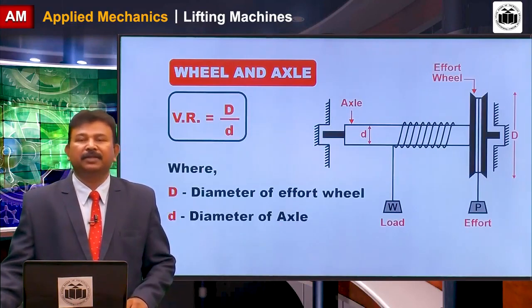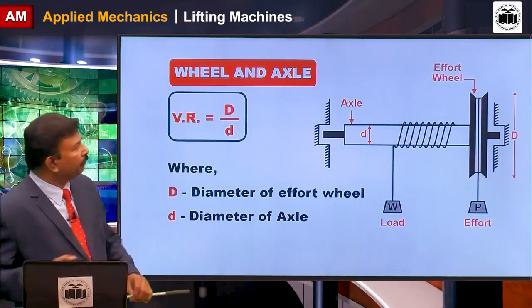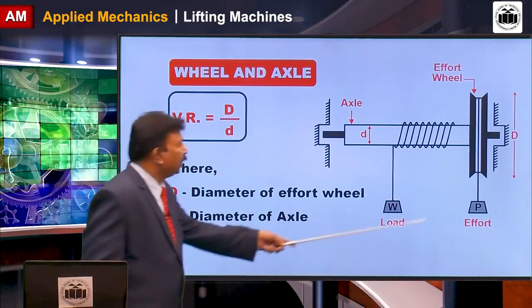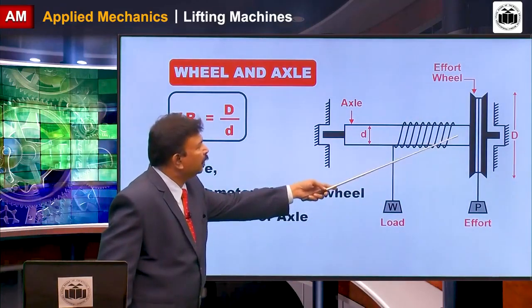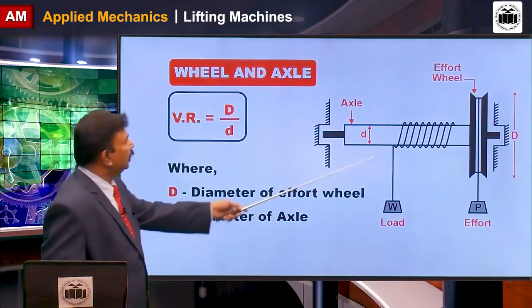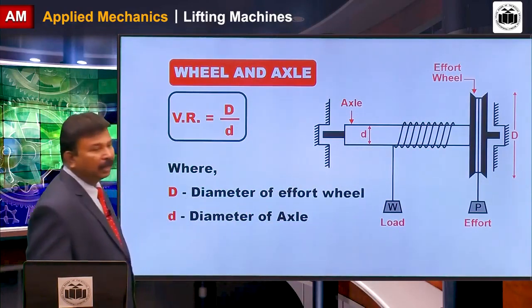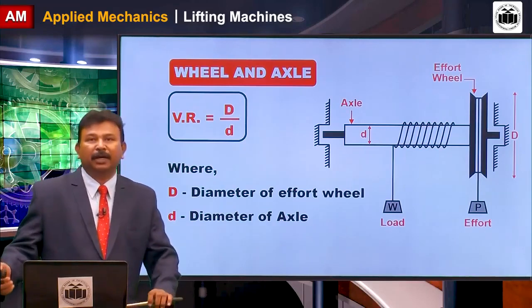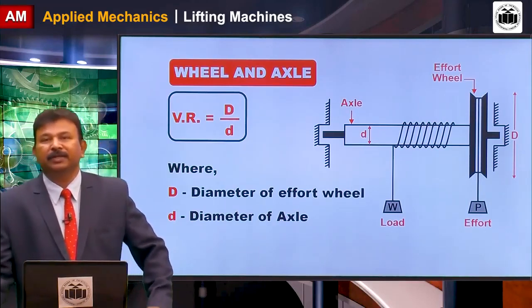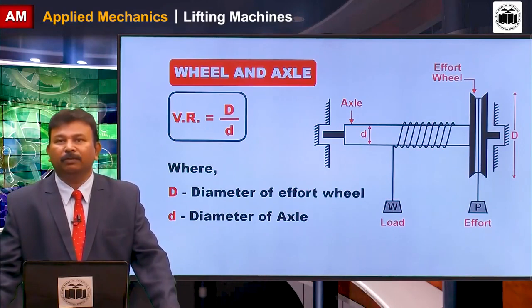In wheel and differential axle, we find an effort wheel. The diameter of the effort wheel is capital D, and an axle having diameter small d, and the ratio of capital D to small d represents the velocity ratio of the wheel and axle.